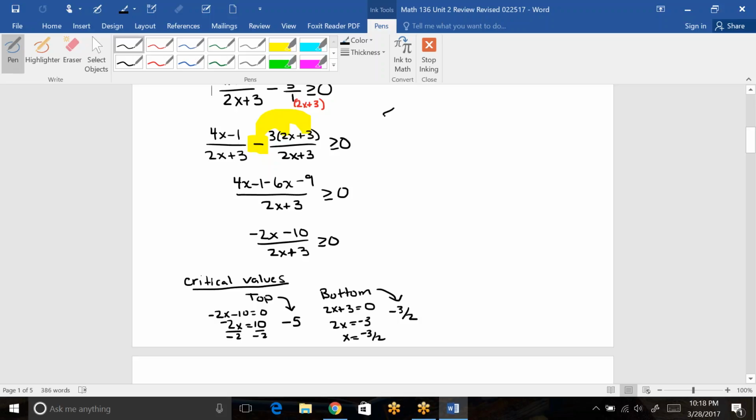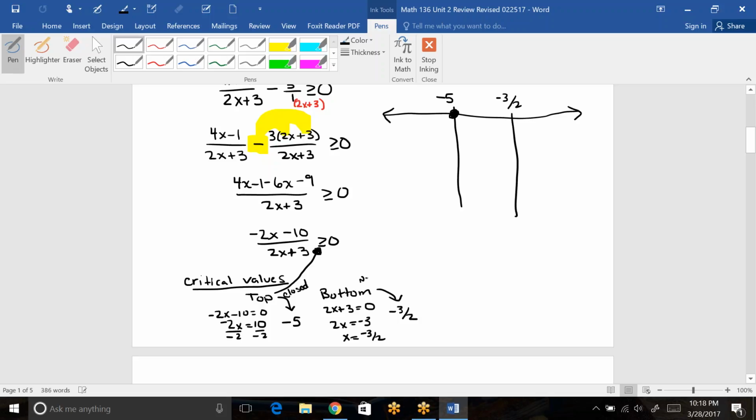Remember the next step was once you had your critical values, you made a chart so that you could evaluate your signs on each side of the critical values. We placed them in order from least to greatest, so the smaller one would be negative 5, and negative 3 over 2 is like negative 1.5, so that would go next. Before I do anything else, we need to talk about, are these open or closed points? When you look at the top, it always obeys whatever this symbol is. Because that has an equal to, the top is going to be closed. That means I can think about drawing a closed circle on negative 5.